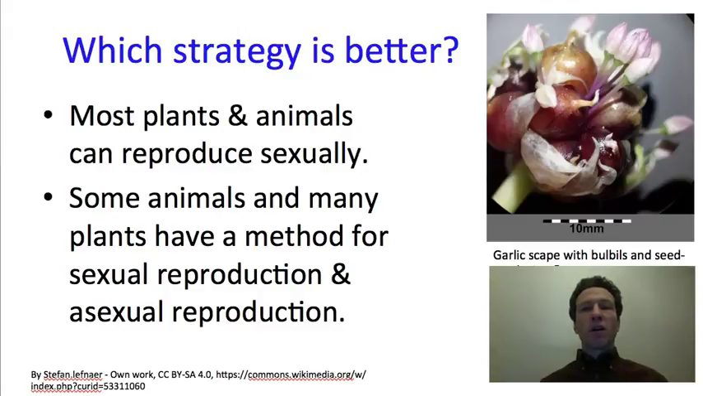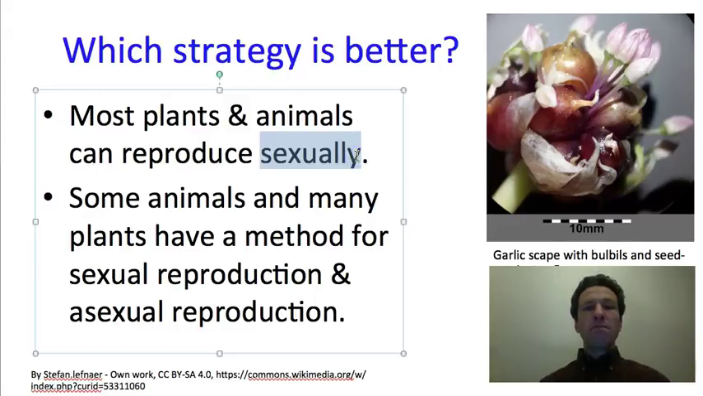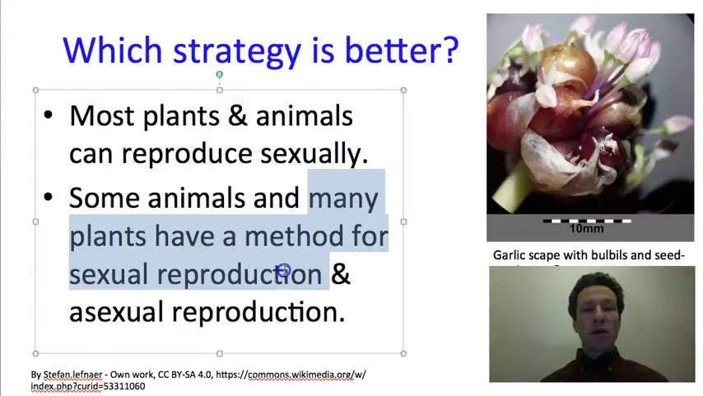Which strategy overall is better? That's sort of a rhetorical question. We can't strictly answer it. We can say a couple of things about it. First, most plants and most animals, at least most vertebrates, will have sexual reproduction. So that suggests that there's something valuable about sexual reproduction, despite its additional costs. Second, some animals and many plants, I think most plants, have methods for both sexual reproduction and asexual reproduction.